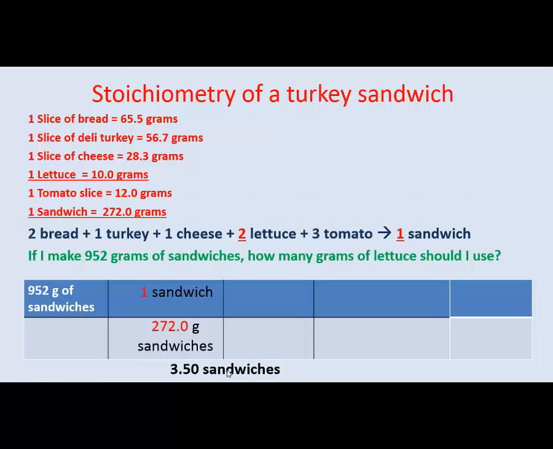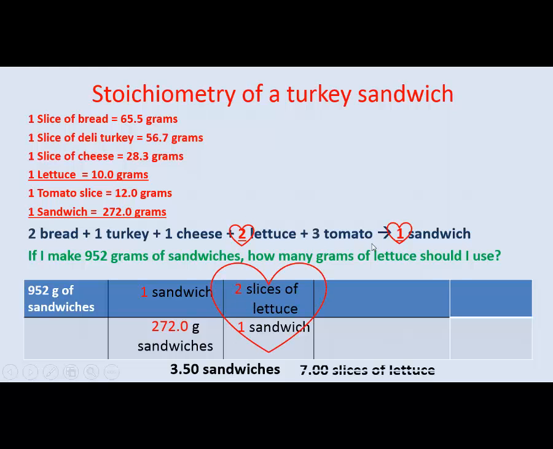Once I get to number of sandwiches, we used our stoichiometric ratio from the coefficients again to calculate 7 slices of lettuce. But I didn't stop there. So I'm adding in an additional step. Now we want to go ahead and find out how many grams of lettuce you use per slice. So 1 slice of lettuce is 10 grams. So if I multiply by my slice mass here, 1 slice of lettuce is 10 grams, that would give me 70 grams of lettuce should be used.